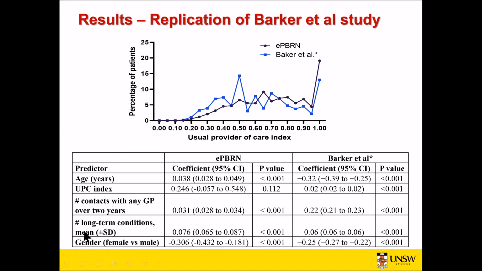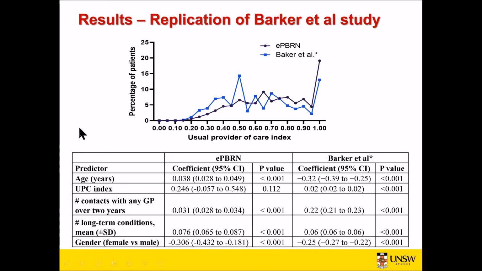Looking at the next table, which lists a number of predictors of hospital admission, here we see that years of age is a significant predictor. As I said previously in the other slides, we actually found a slightly different result for UPC index. In our data set it's insignificant, but possibly just due to our number of patients being much lower than what the Barker et al. study had. Similar with the GP visits, which is also significant, and the number of long-term conditions and gender.